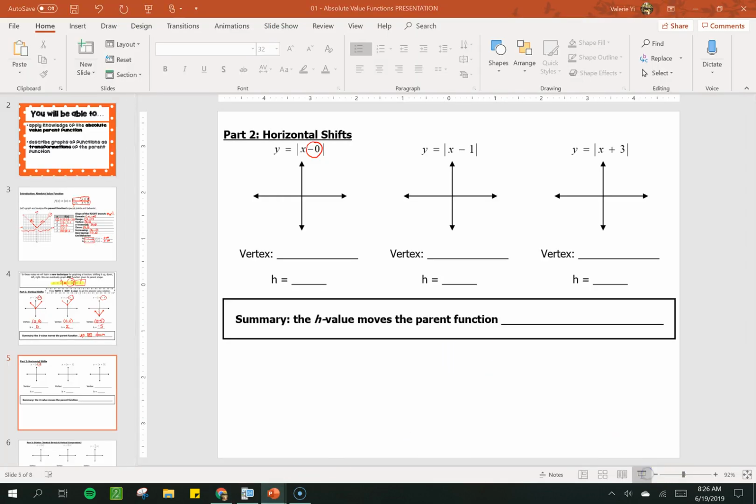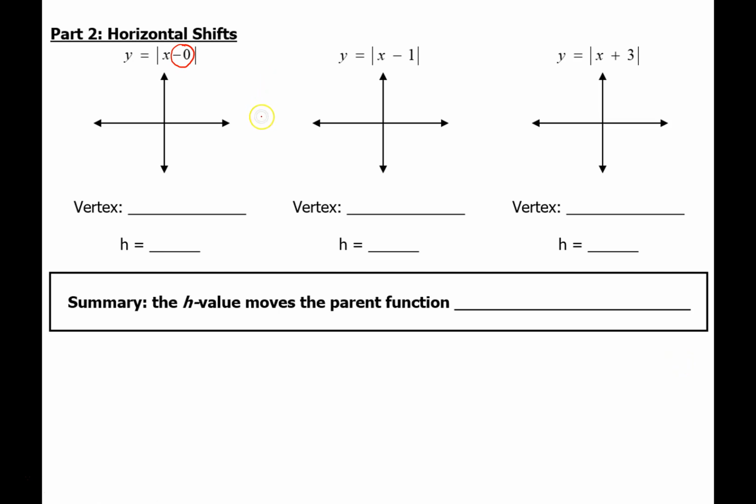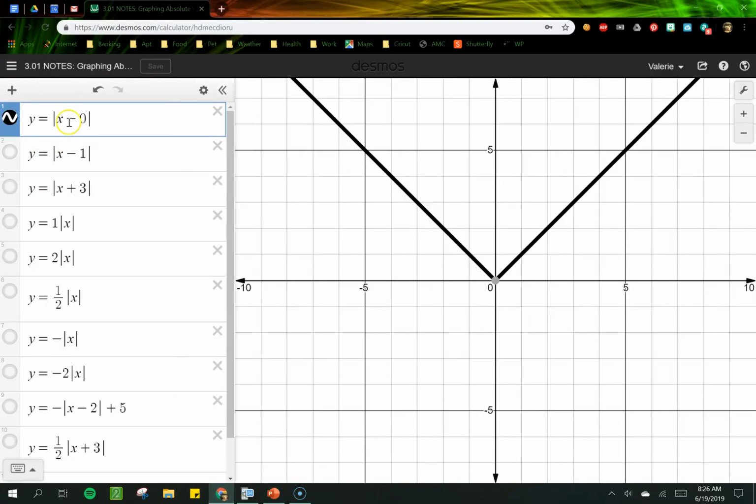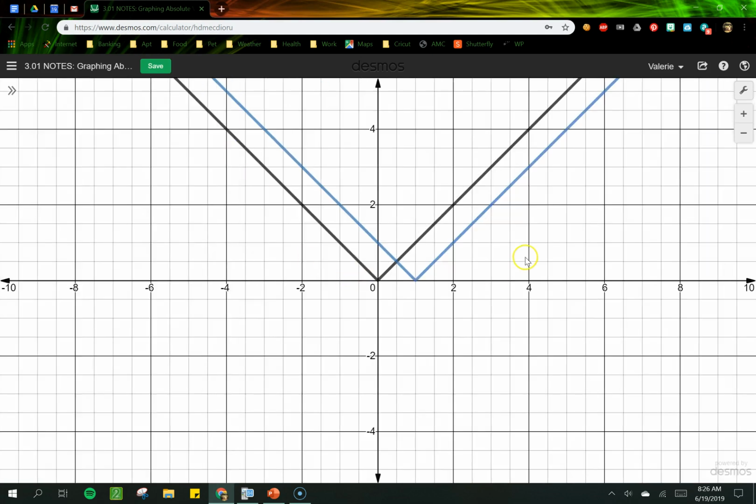Let's go in and answer some of these questions. So I've got a vertex at 0, 0, because this is what my graph looks like on Desmos. And the h value, that's the number being added or subtracted inside, is 0. So now let's look at this next one, the absolute value of x minus 1. And again, I'm going to leave the parent function and let's add in our next equation. So notice what happened to the vertex. The vertex moved over. It's over at 1, 0 now.